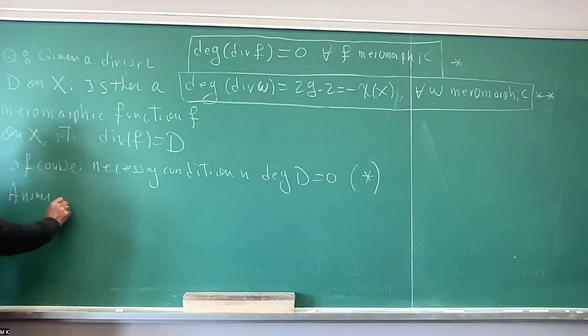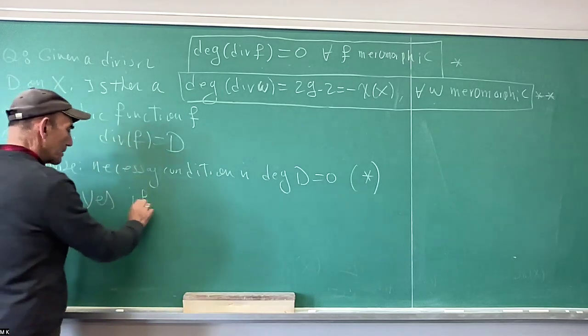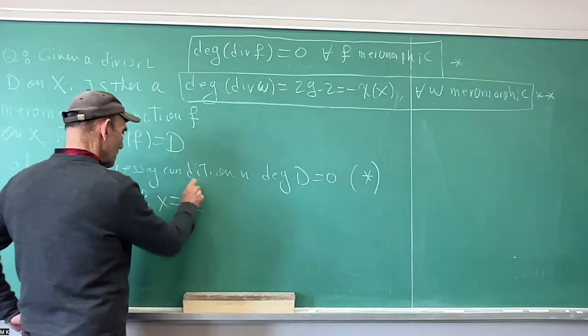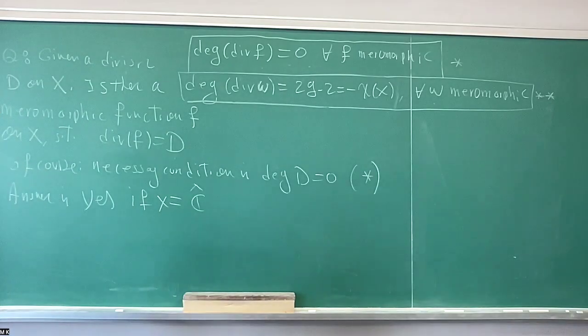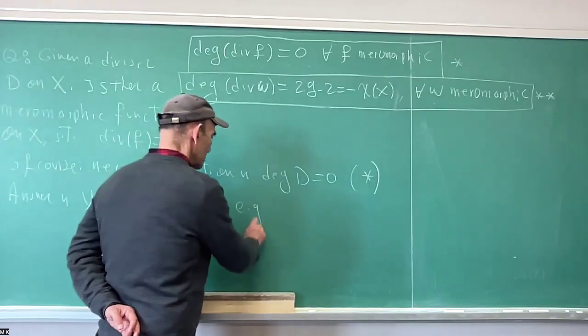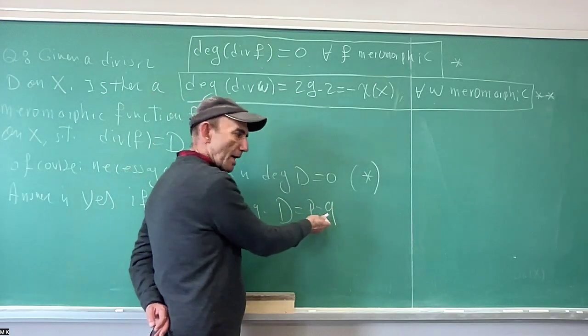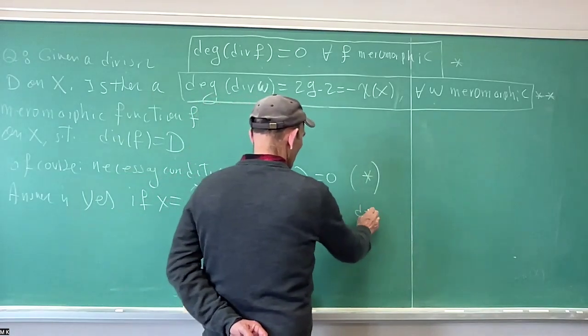If X is equal to C hat, in other words, I'm saying if you have any degree zero divisor on C hat, then there exists a meromorphic function on C hat. So let me give you a simple example. Let D equal P minus Q. There are 2 points on C hat, right? Obviously, the degree of D is equal to 0.